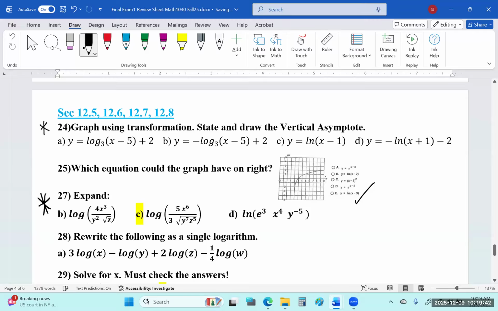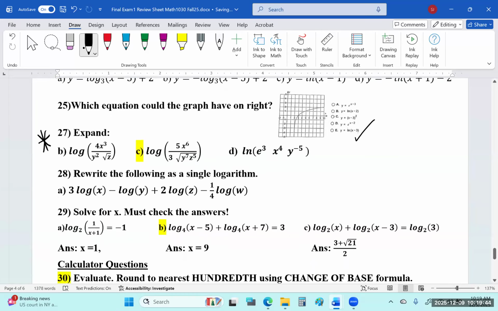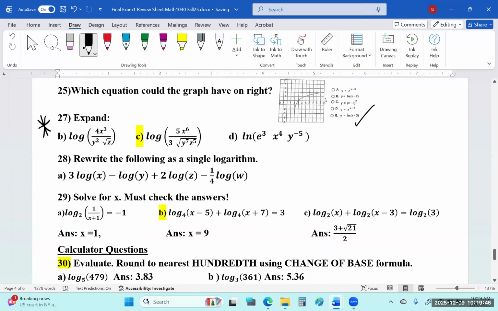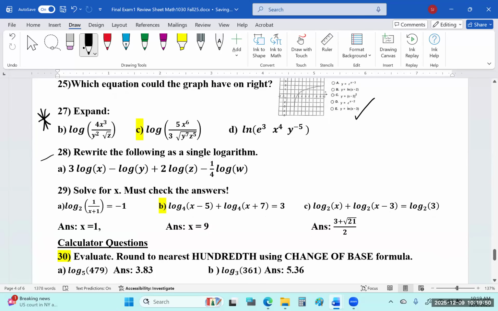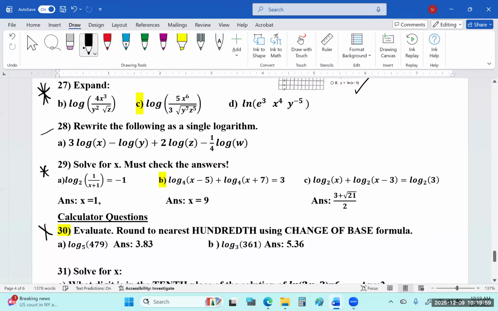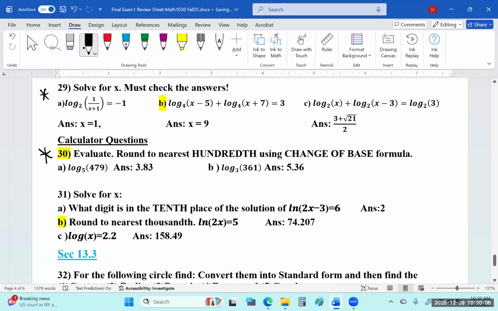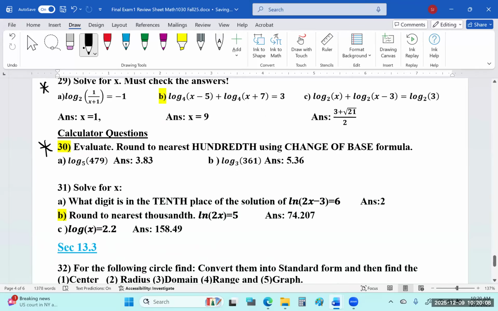Expanding log always comes. Writing as a single log sometimes comes. Solving log. So between log and exponential, one of them you will definitely see. The change of base formula definitely counts. And then solving ln, you'll definitely see in the exam.